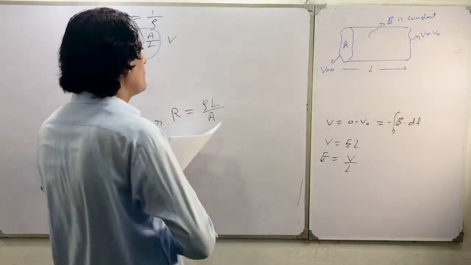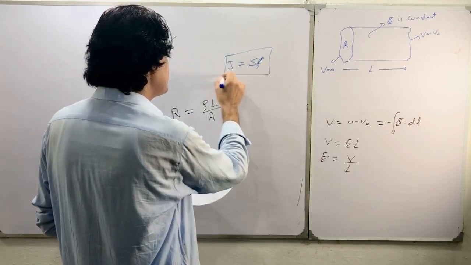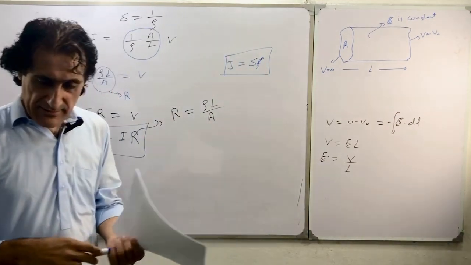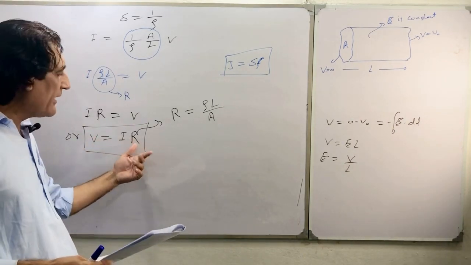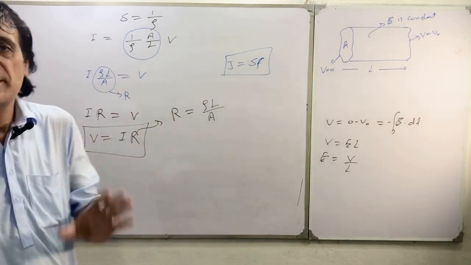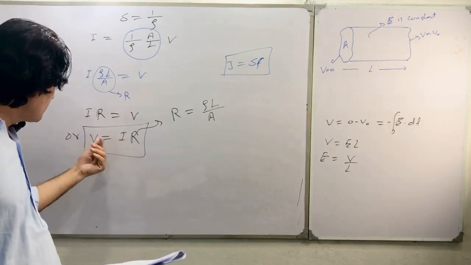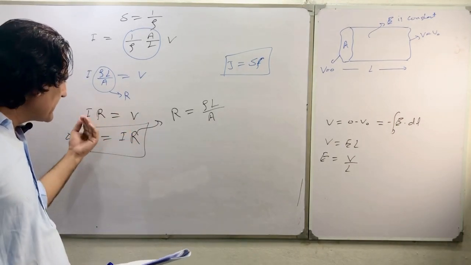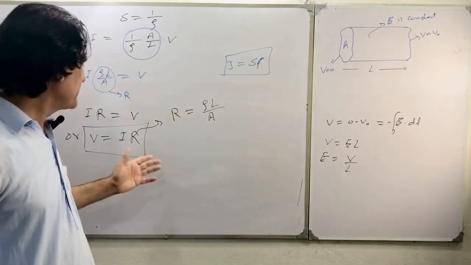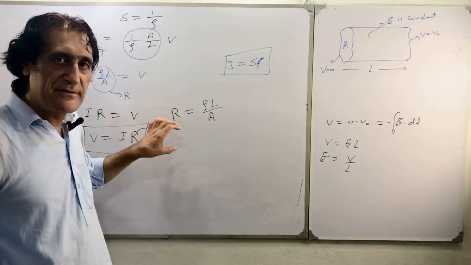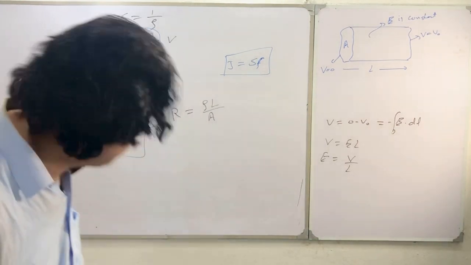So actually J is equal to sigma E. This is Ohm's law, and we can get the generalized, famous equation V is equal to IR. Actually this and this remain the same. Ohm's law shows that V is equal to IR, the characteristics of the material, and how many factors are involved in this resistance. So this is a very important point.